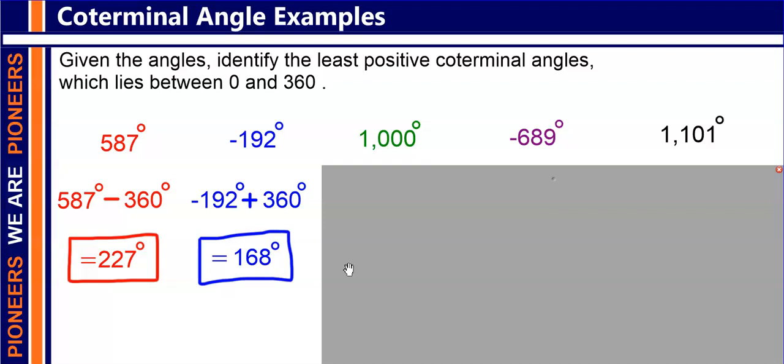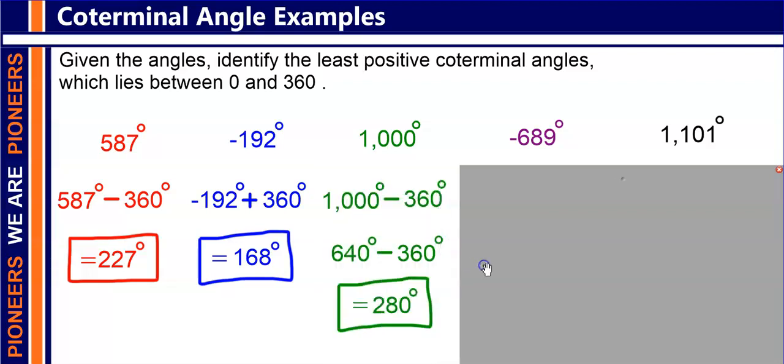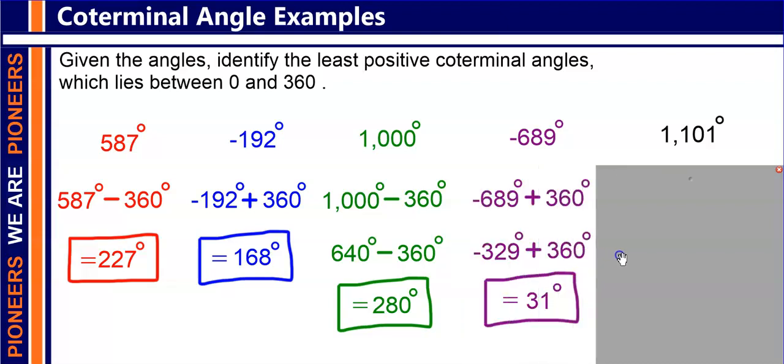Now, 1000 is clearly way beyond 360, so we're going to have to subtract 360 multiple times until we get to an answer that's between 0 and 360. So we only have to do it twice. If we do it twice, that means we had to do 2 complete rotations to get to 280 degrees. As for negative 689, that is way below, so we've got to add 360, and this one we have to add twice until we get to 31 degrees, which is in the first quadrant.